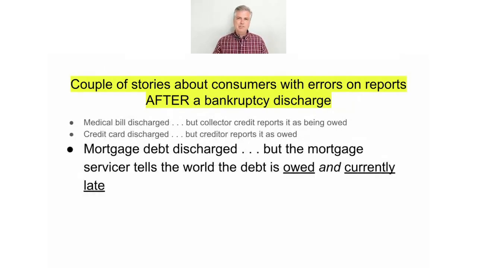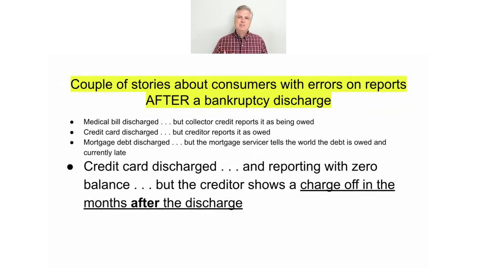What if it's a mortgage debt? Again, that's discharged. I have the debt, I filed bankruptcy, it's discharged, and now they're reporting a balance, and they're reporting after the discharge for the months after the discharge: I'm 30 days late or charged off or 90 days late or whatever it is. That's a problem. What about if they show a zero balance, but those months after the discharge? I'm not talking about stuff in the past. I'm talking about after the discharge, they show, for example, a charge-off every month.